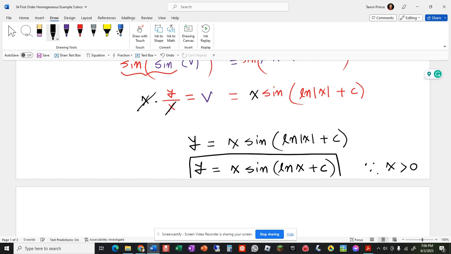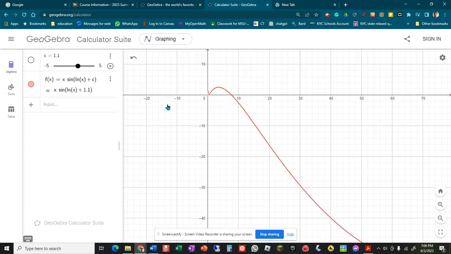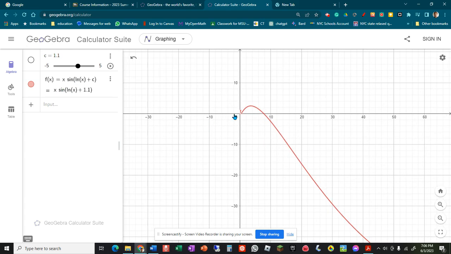So how does the graph look in GeoGebra? Let's take a look at it. We're going to go to GeoGebra, and I actually did this before just to save some time. My c is my slider, and I enter the function x times sine of ln of x plus c here. At this moment, my c is 1.1, and that's what the graph looks like.